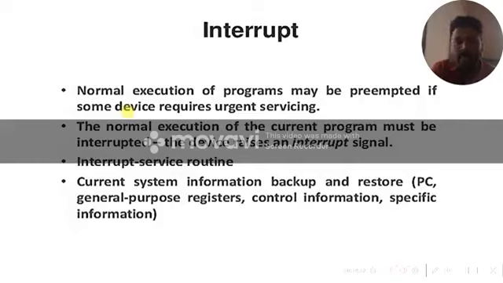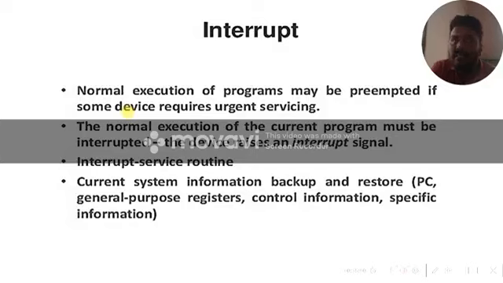For example, I am processing a particular piece of data. Meanwhile, I am in need of printing 10 pages. So I will stop that process and move on to the next process, that is taking the printout of 10 sheets. While I am taking that printout, I make the current execution of the instruction wait for a particular period of time until I complete the next task. So the normal execution of the current program must be interrupted. The device raises a signal, and that signal is called an interrupt.